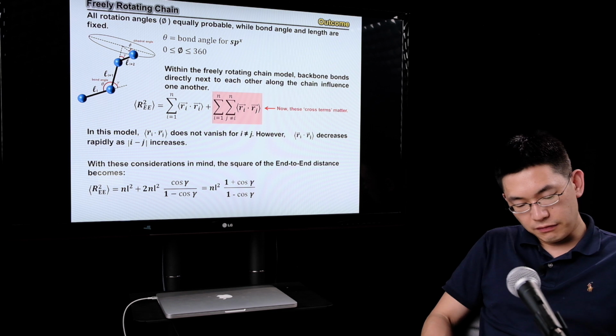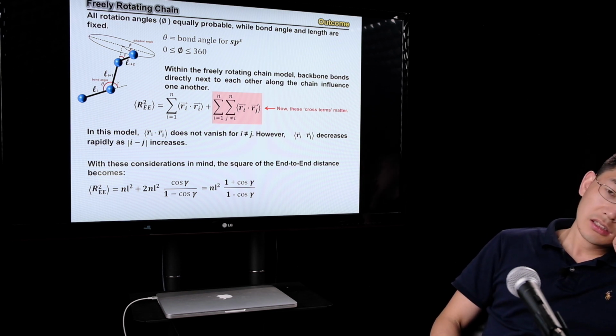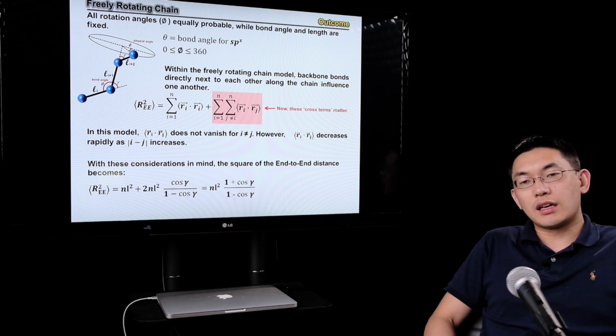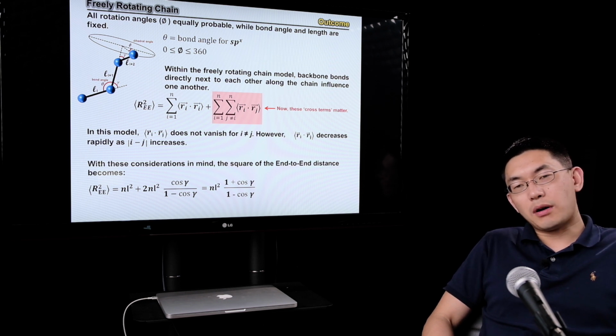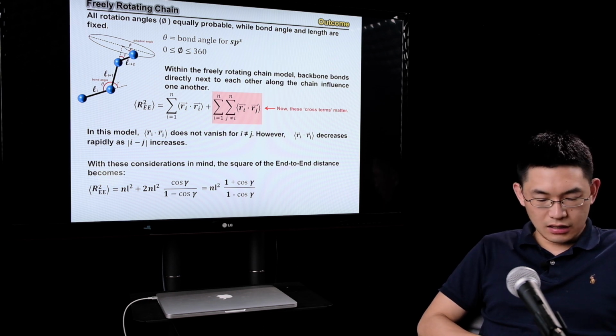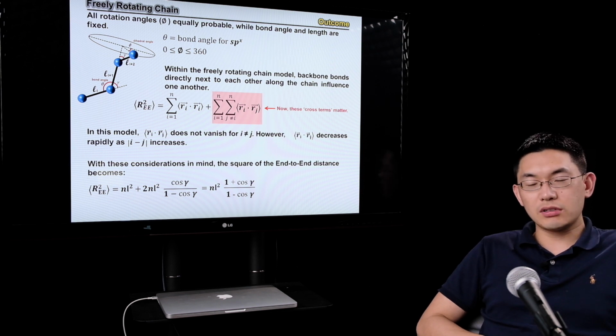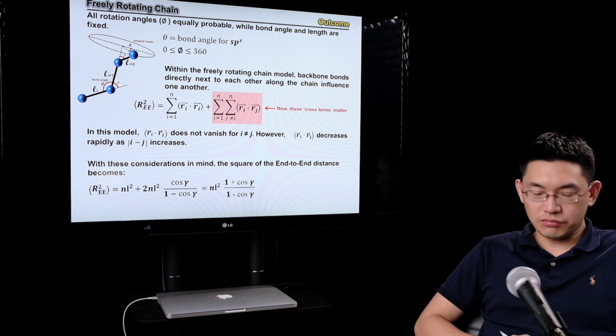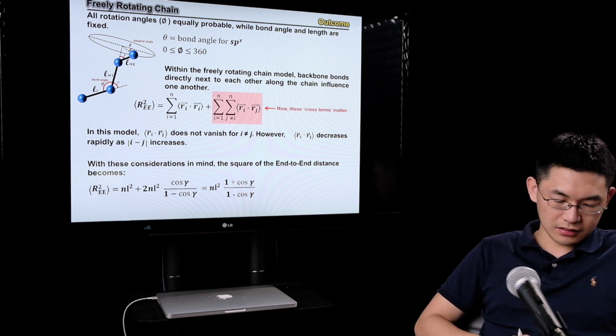Next is, if we consider a little bit more realistic case. So what do we mean by a little bit more realistic? Your polymer will have limitations in the bond angle, but not in the rotation dihedral angle. So the rotation angle is understandable, that if you have a carbon-carbon bond, the bond angle is fixed at 109 degrees, as I mentioned a couple of times.